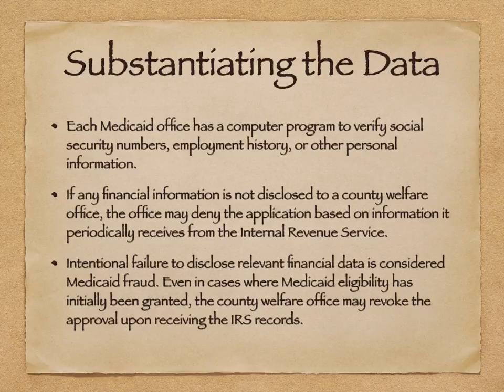Substantiating the data. Each Medicaid office has a computer program to verify Social Security numbers, employment history, and other personal information. If any financial information is not disclosed to a county welfare office, the office may deny the application based on information that it periodically receives from the Internal Revenue Service. Intentional failure to disclose relevant financial data is considered Medicaid fraud. Even in cases where Medicaid eligibility has initially been granted, the county welfare office may revoke the approval upon receiving the IRS records.